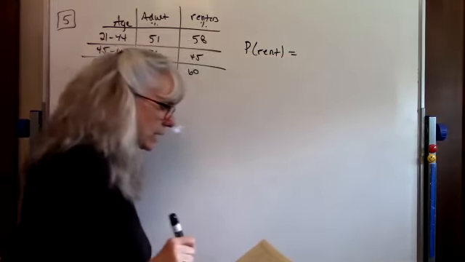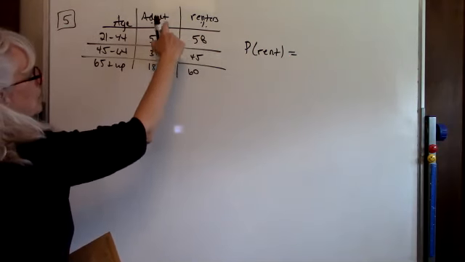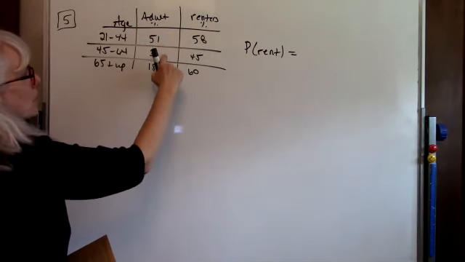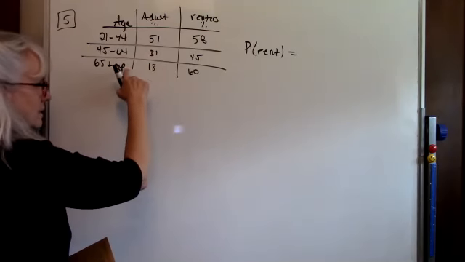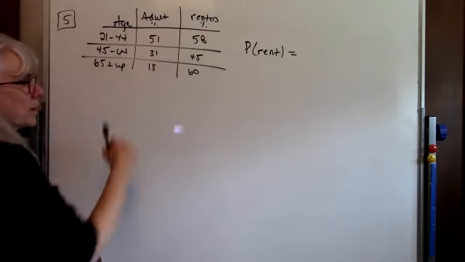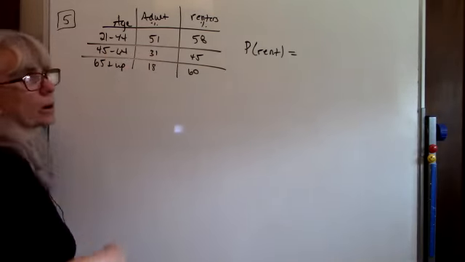Okay, so what we're going to come in and do, again, what this is saying is that 51% of the adults are in this age bracket, 31% of the adults are in this age bracket, and 18% of the adults are in this age bracket. So altogether, these are all the adults. So we're not looking at any kids or anybody who's not classified as an adult.